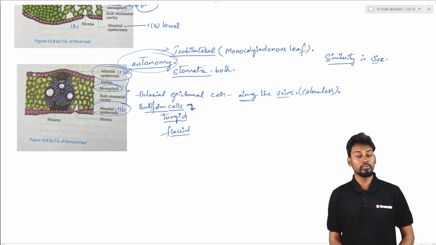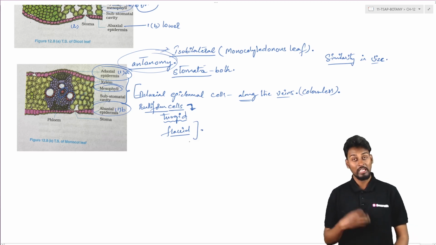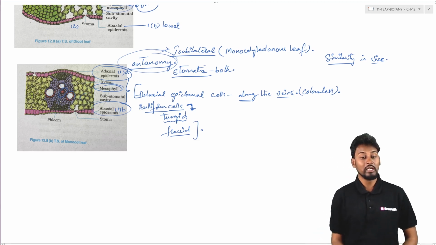Apart from this, next there is another very important topic which we are going to discuss in the case of the monocot leaf, which is about the abaxial.